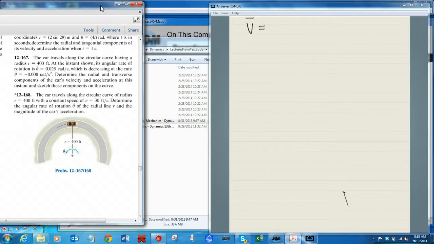V equals R dot U_R plus R theta dot U theta. Okay? All right. V equals, what's R dot? Why is R dot zero? It's a circle. The radius doesn't change in a circle. What's the change? No change. R dot is zero. Got it?